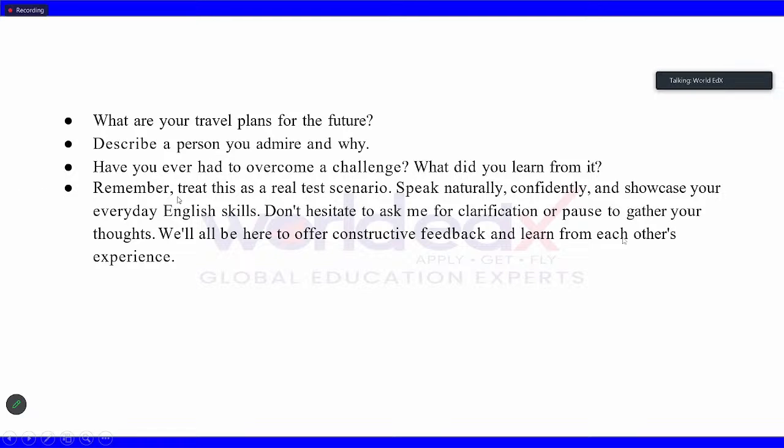Remember, treat this as a real test scenario. Speak naturally, confidently, and showcase your everyday English skills. You can write down these questions and you can connect with me. Don't hesitate to ask me for clarification or pause to gather your thoughts. I'm here to help you guys. Whatever you are speaking, I'm going to give you constructive feedback, and definitely you will learn from each other's experience. Speaking on a regular basis will help you gain better knowledge of your positives and the areas you need to work upon.